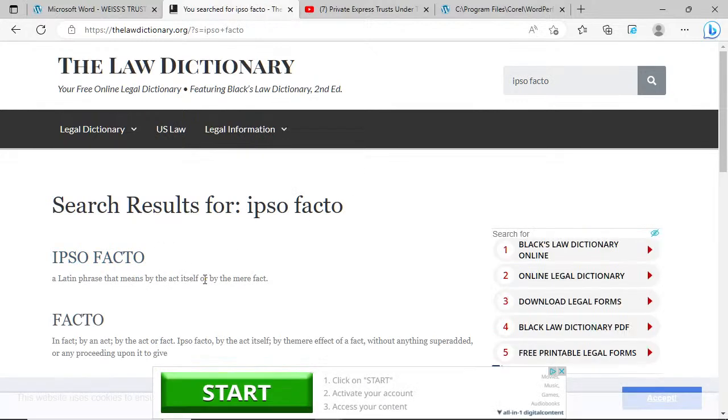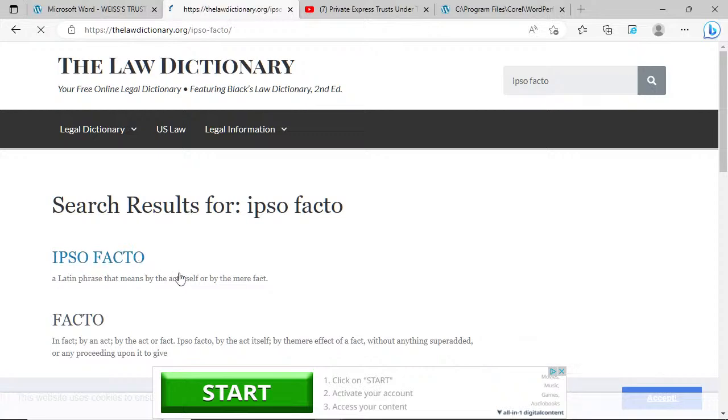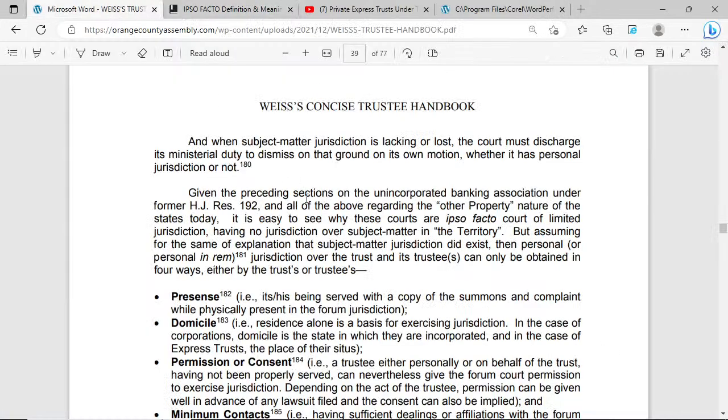That means by the act itself or by the mere fact, having no jurisdiction over the subject matter of the territory. So all these corporate Article 1 courts have no subject matter jurisdiction over the private express trust. The only time they can get jurisdiction of the private express trust is if you give them a third-party interest through playing in their games.